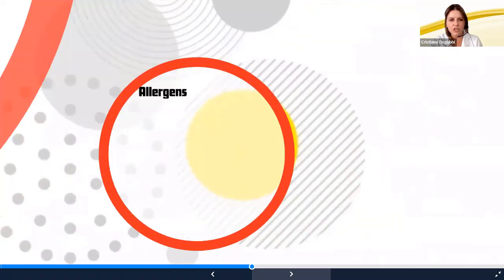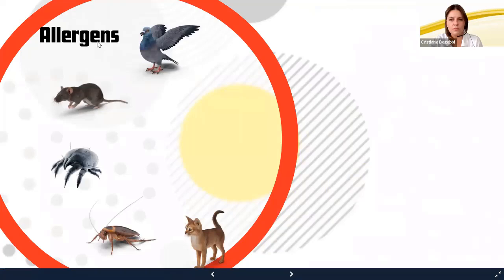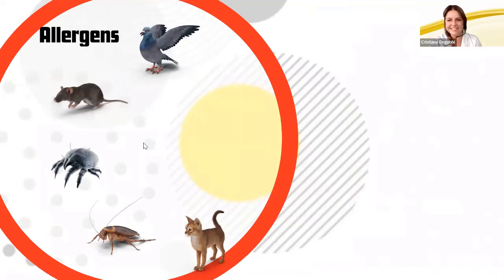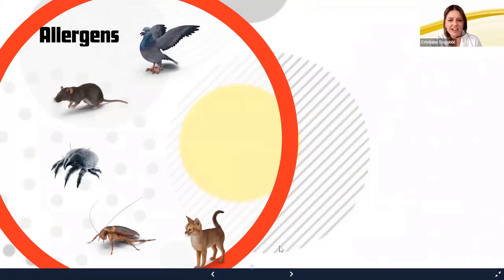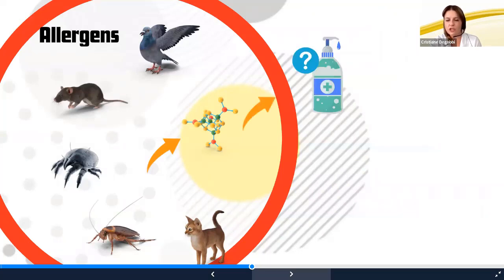Let's talk a little about allergens. Cockroaches, pigeons, rodents, house dust mites, cats and pets, they will release allergens into the environment. Those allergens are basically proteins, okay? So what type of disinfectant should I use? Well, bad news here is that most of the manufacturers will not test for allergens.